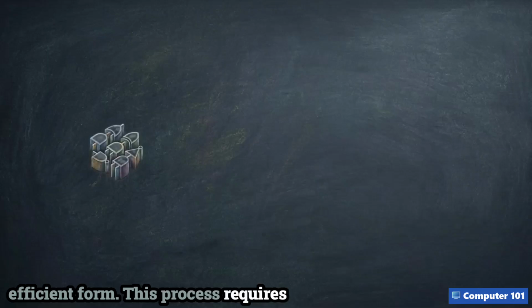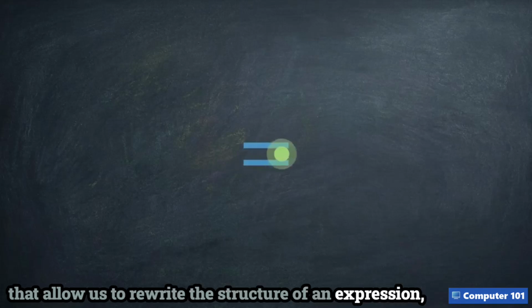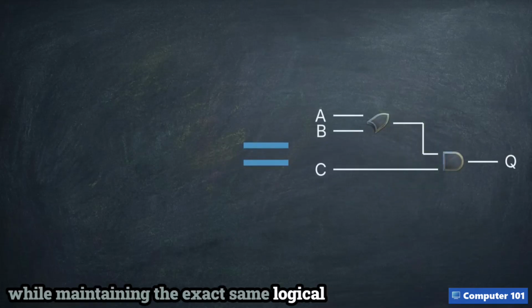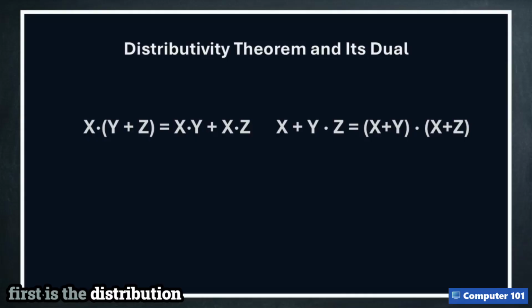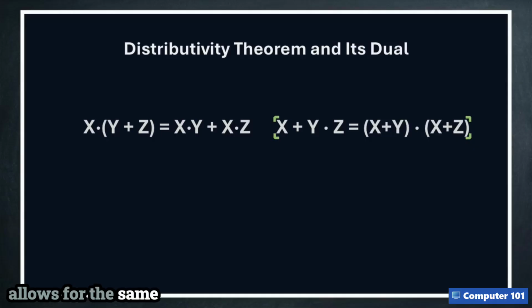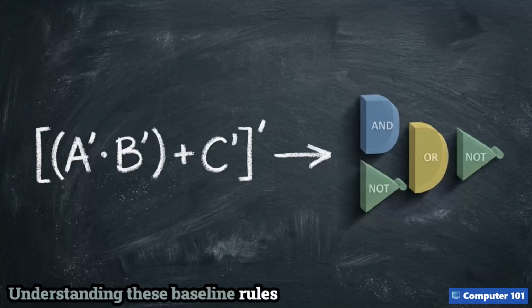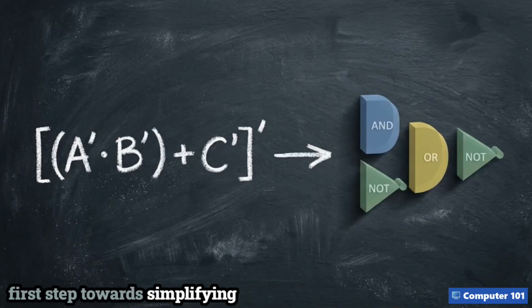This process requires the application of Boolean algebraic theorems. These are established rules that allow us to rewrite the structure of an expression while maintaining the exact same logical output. The first is the distributivity theorem, allowing you to distribute a variable across a group. X and the quantity y or z becomes x and y or x and z. The dual version allows for the same distribution using or and operators. Understanding these baseline rules is the necessary first step towards simplifying the original expression we presented at the start.